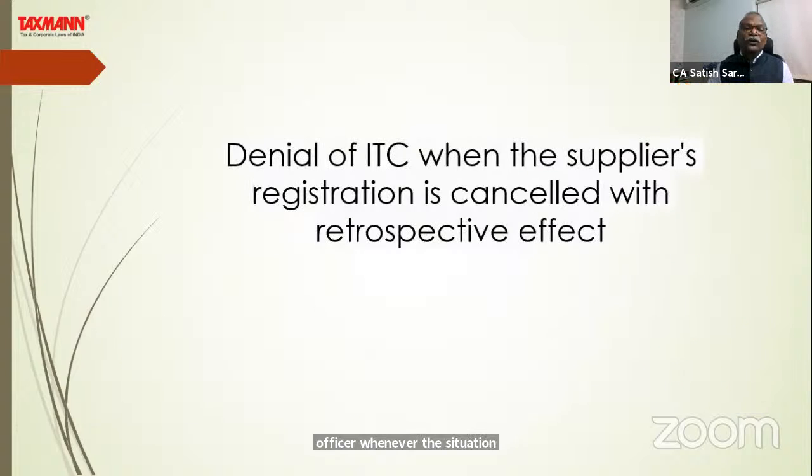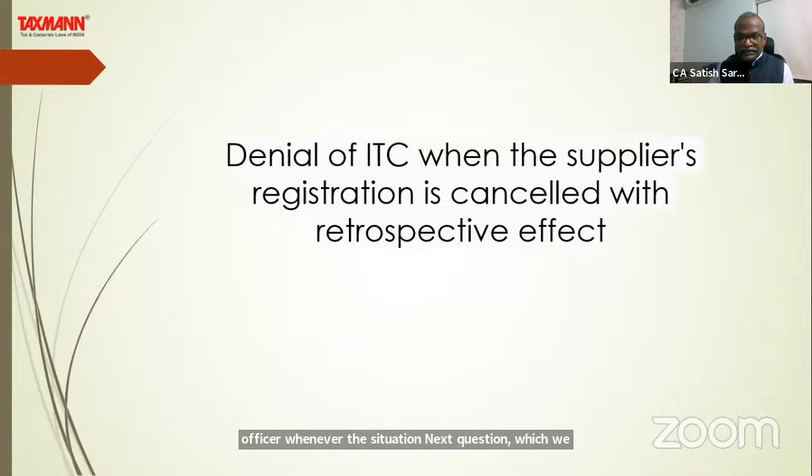Next question, which we are going to deal with, is denial of input tax credit when the supplier's registration is cancelled with retrospective effect. Friends, I think you remember that from May 2023 to July 2023, the department conducted a nationwide survey for the registrations. Wherever they found that the premises is locked and the person is not traceable or not present, and for various reasons, the department has cancelled the registrations of the suppliers or the registered person with retrospective effect, maybe going back to the original date of 1st July 2017.